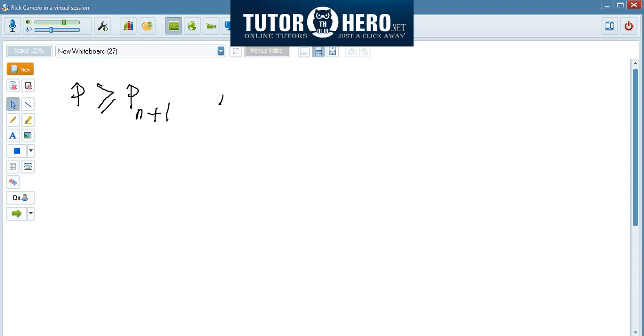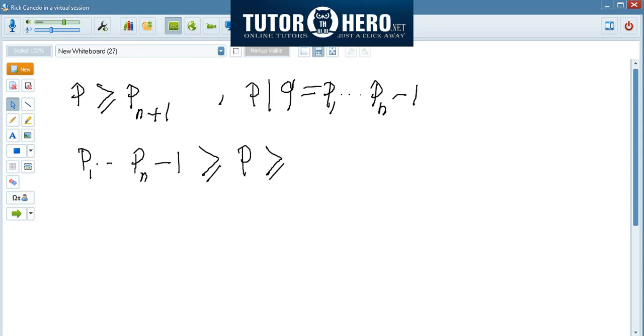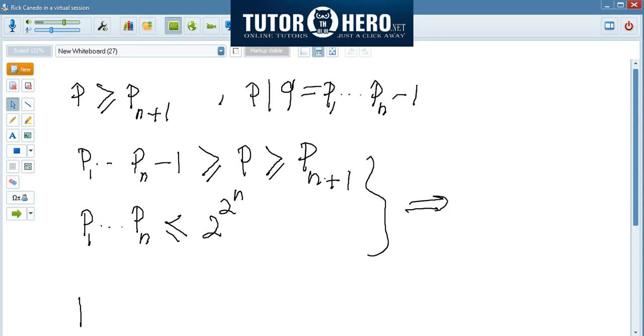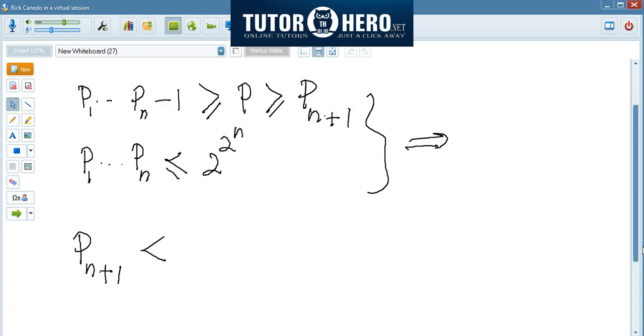We also had, what I showed in the previous whiteboard, p divides Q, which is the product of p1 through pn minus 1. And what does it show? So Q is at least p. So p1 through pn minus 1 is at least p, which is at least p sub n plus 1. So this is what I showed. And by the mathematical induction hypothesis, the product of the first n primes is less than 2 to the nth. We know that. If you combine these two, we get p sub n plus 1 is at most 2 to the nth minus 1, which is less than 2 to the nth.